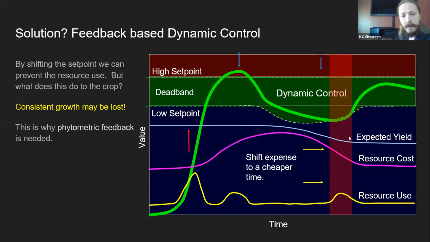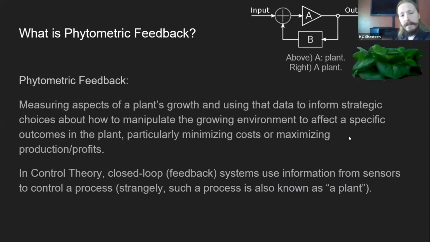But the key takeaway here is that we've lost a consistent growth habit. In order to fix this problem that we've introduced, we need to look at how the plants themselves are growing and have measurements over time about how the plant is developing. I call that phytometric feedback. Phytometric feedback is the process of measuring the plant in some way, seeing where it is in its development, and then using that information to feed back into the control system so that we can make decisions about how to change the environment, so that the growth and development happen in a way that we desire and that is predictable.